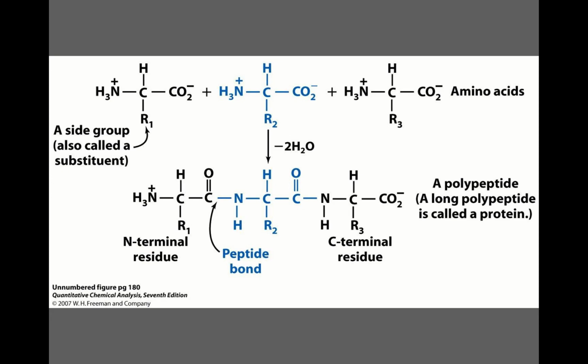As I said, proteins are composed of a lot of amino acids. You know the structure of an amino acid. An amino acid has the amine group and the carboxylic acid group, and also a side group called the substituent. These amino acids can be connected through a peptide bond.